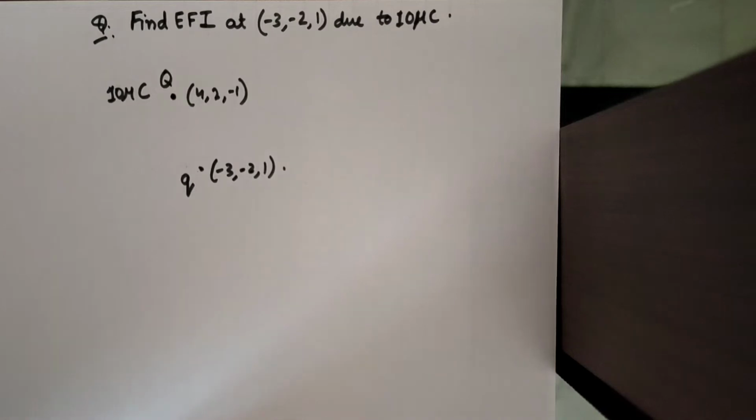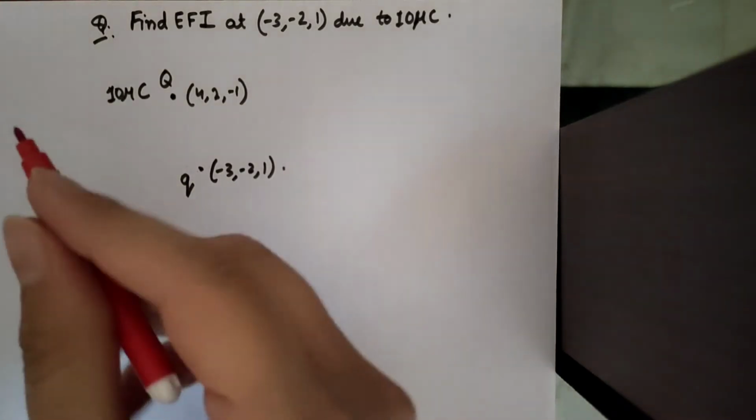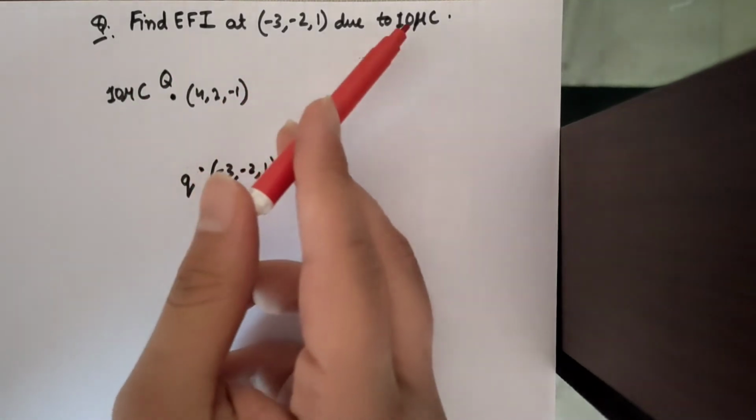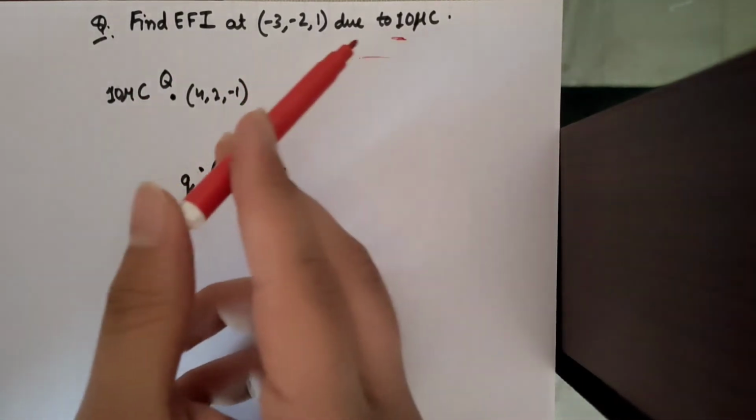So hello everyone, in this video we will see how we can find the position vector of EFI, that is electric field intensity, at a point due to another charge. I'll explain this by an example. Here we have an example about finding EFI at this particular point due to this 10 microcoulomb charge.